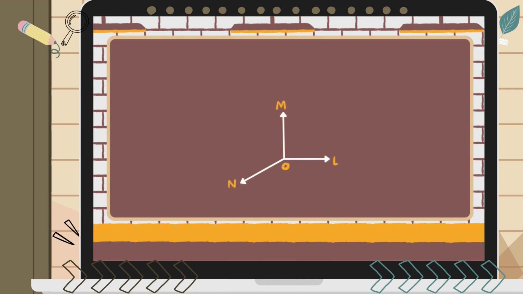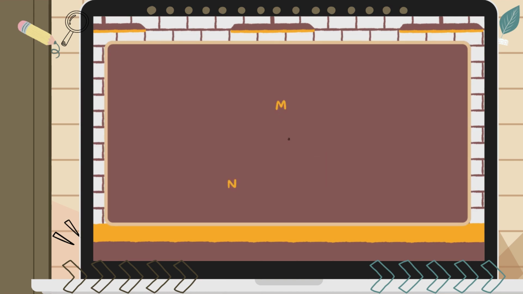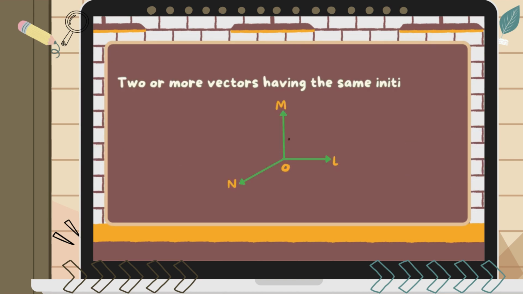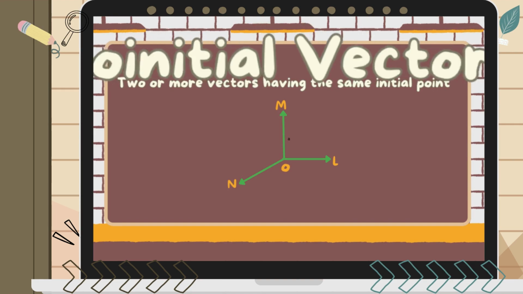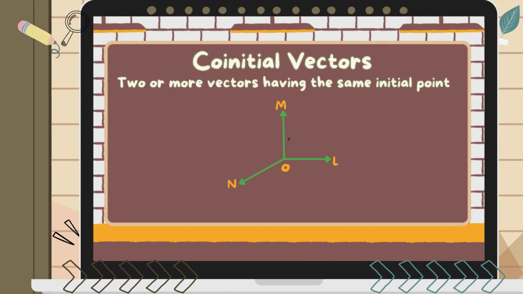First, let's consider these vectors. We can see that they all have a common initial point O. Two or more vectors having the same initial point are called coinitial vectors. So here, vectors OM, ON and OL are all coinitial vectors.